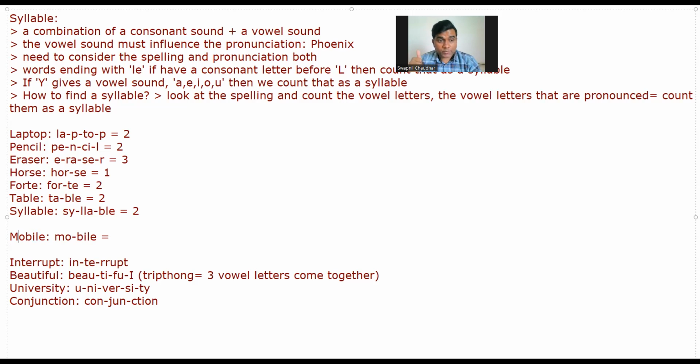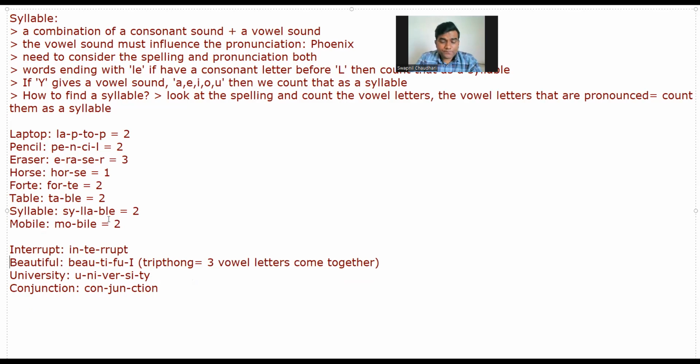Mo. O is pronounced, and by. So we know the letter I gives us the E sound, and it also gives us the I sound. Okay? So by. So we know that letter I is pronounced, but what about the L and E at the end? Do we pronounce it like mobile with an extra sound? No, we say mobile, right? So therefore, E is not pronounced. E is a silent letter. So how many syllables over here? Two, right?